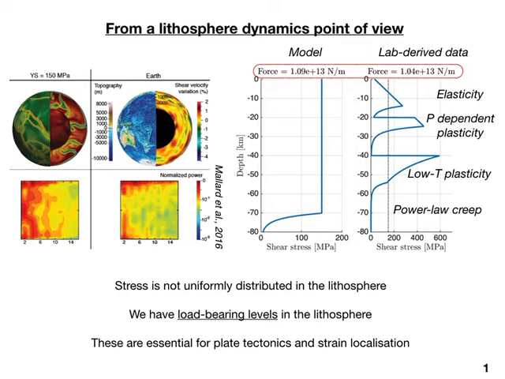In order to maintain a force of about 10^13 Newton per meter, this also implies that we have strong levels, such as the brittle ductile transition of the upper crust, the lower crust, and the top part of the mantle lithosphere. You see that the shear stress here can increase up to 600 megapascal in the mantle lithosphere. So we have load-bearing levels in the lithosphere, and these are essential for plate tectonics and strain localization.